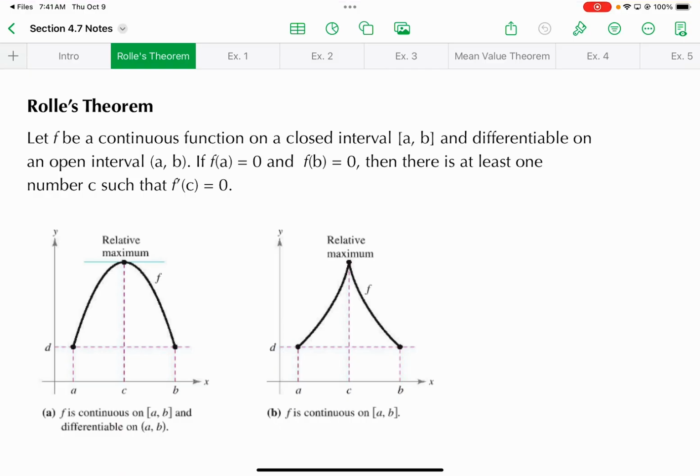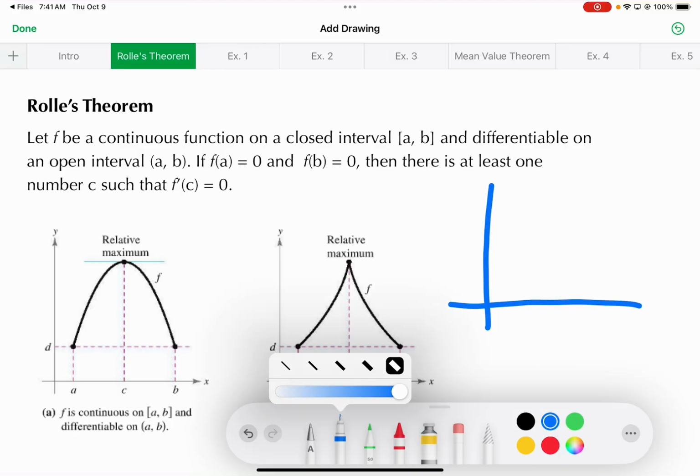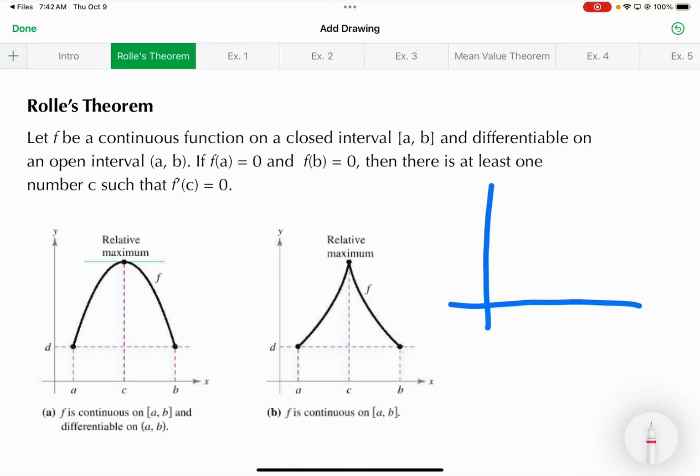If I drew something that looks like this, very thick line. So if I had something more like this, let's say A is here and B is here, then obviously I've got 2 values such that the slope of my tangent line is going to be equal to 0. So I would have 2 c values that give me that value. So at least one, could be more than one.